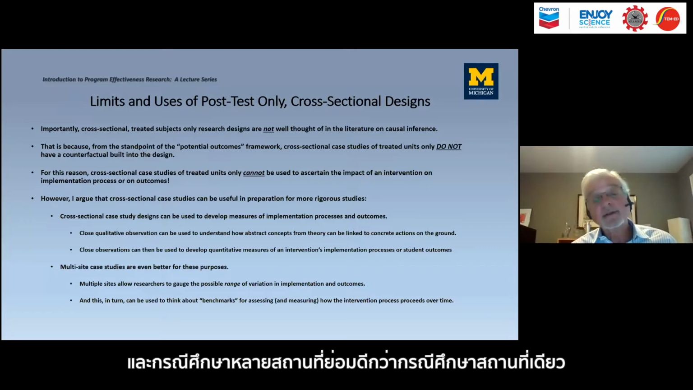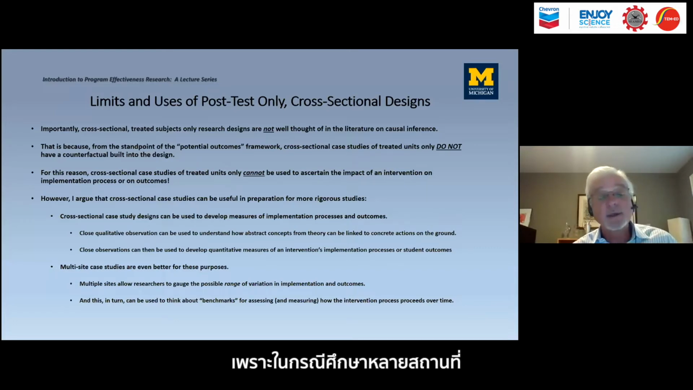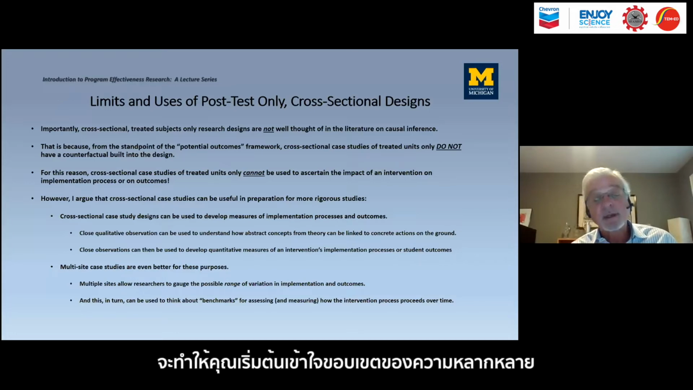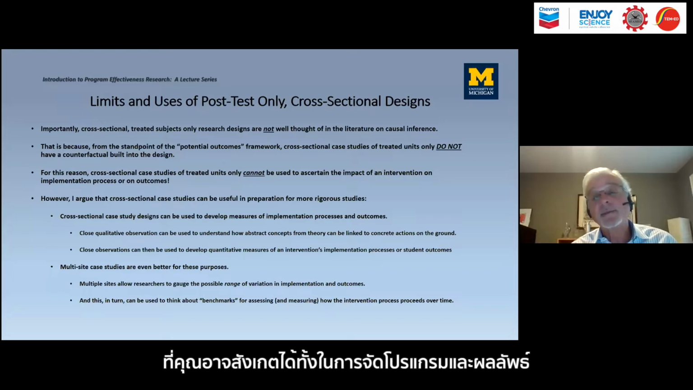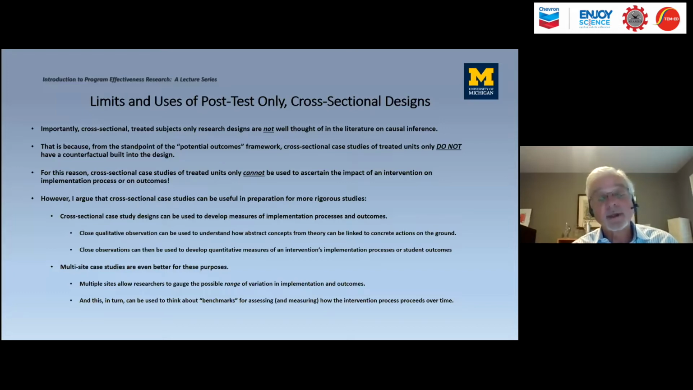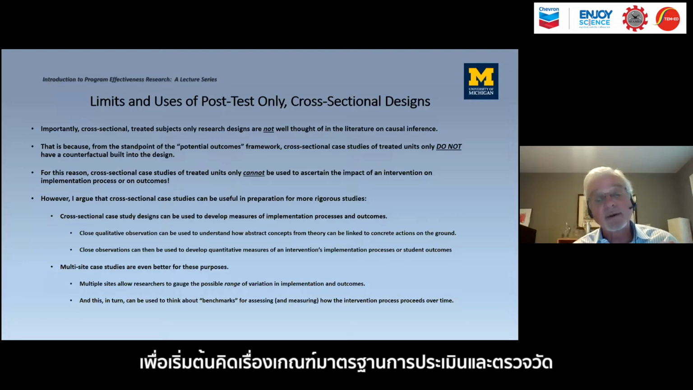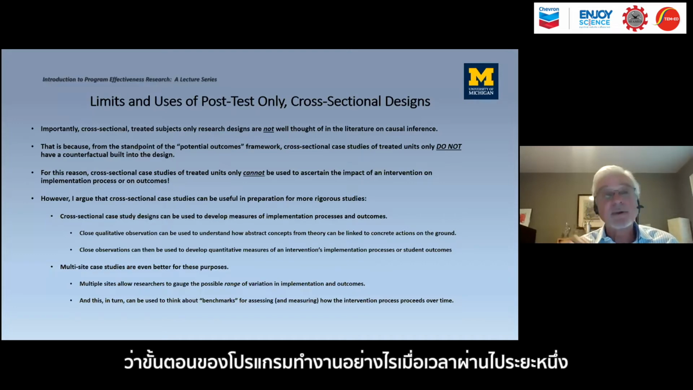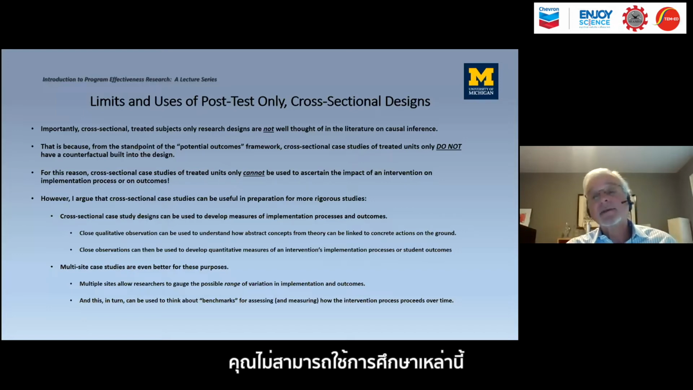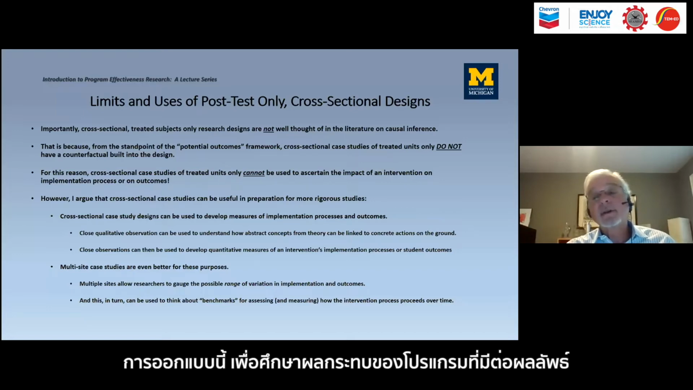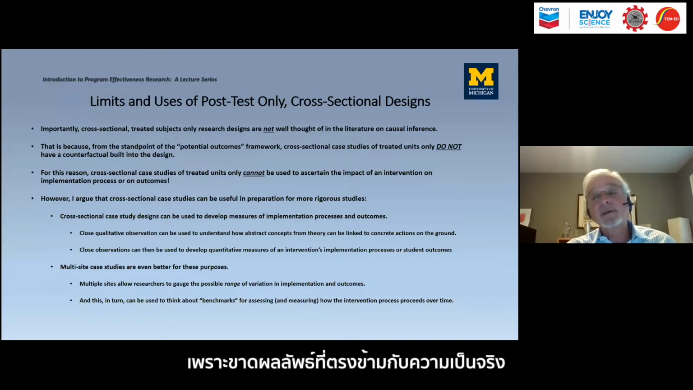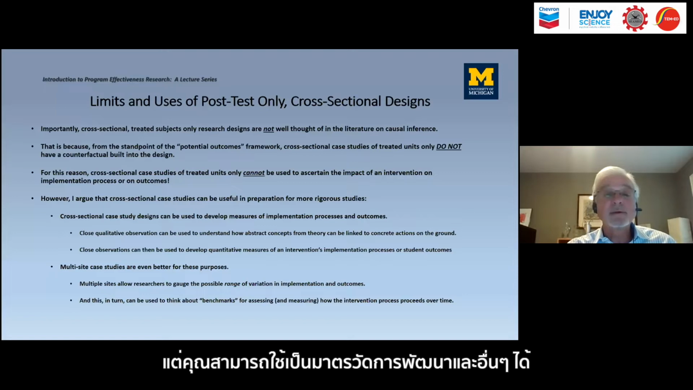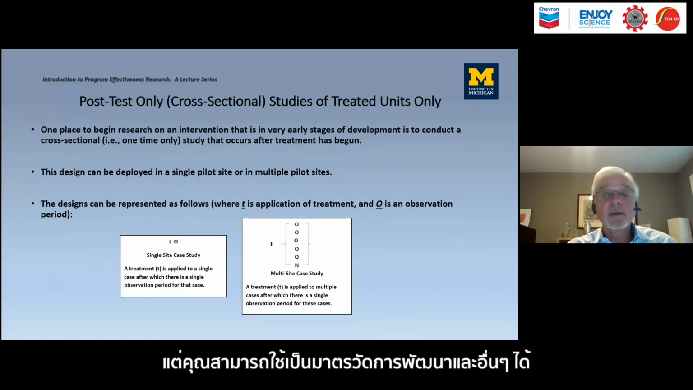And multi-site case studies are better than single-site case studies because in a multi-site case study, you can begin to understand the range of variation that you might observe both in implementation and in outcomes. And you can use that range in turn to begin to think about benchmarks for assessing and measuring how the intervention process proceeds over time. So you cannot use this design to study the impact of the program on outcomes because it lacks a counterfactual, but you can use it for measures development and other things.